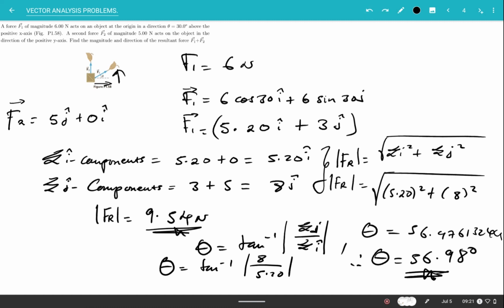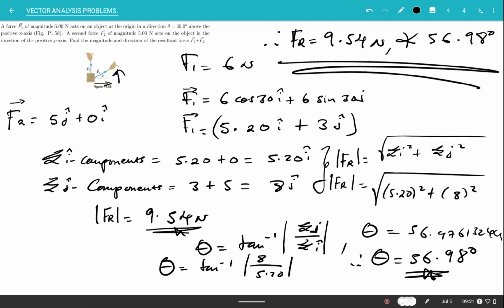All right, so this can just be written as FR is equal to 9.54 newtons at an angle of 56.98 degrees. And that's how you solve it. So make sure you understand.